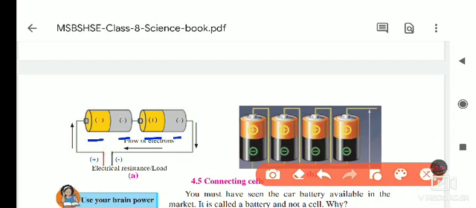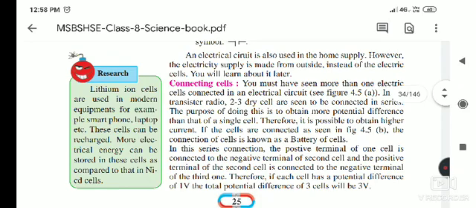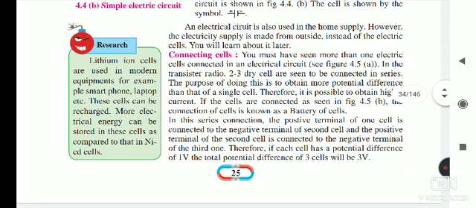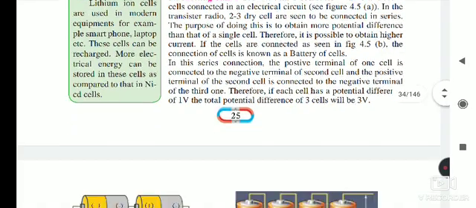The positive terminal of the first cell is connected to the negative terminal of the second cell. If one cell has a potential difference of 1 volt, the total is 2 volts, and as the potential difference increases, more electricity is produced. Therefore, it is possible to obtain higher current if the cells are connected as seen in figure 4.5b.